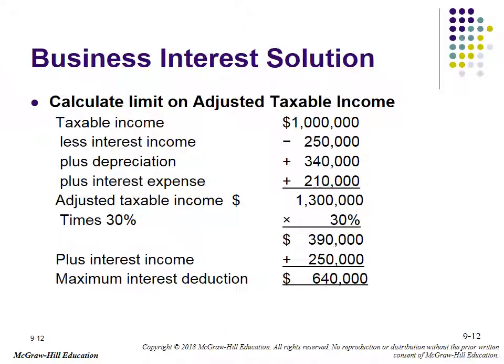So the amount of allowable business interest expense would be your taxable income, subtract any interest income, add back any depreciation or interest expense deducted to get to taxable income to determine adjusted taxable income of $1.3 million. 30% of that is $390,000. That plus the interest income of $250,000 would give you your maximum interest deduction. So if their business interest expense, the amount of interest they paid on loans, was more than $640,000, they would only be allowed a deduction of $640,000, and then they would be able to carry over the disallowed amount to the next year.